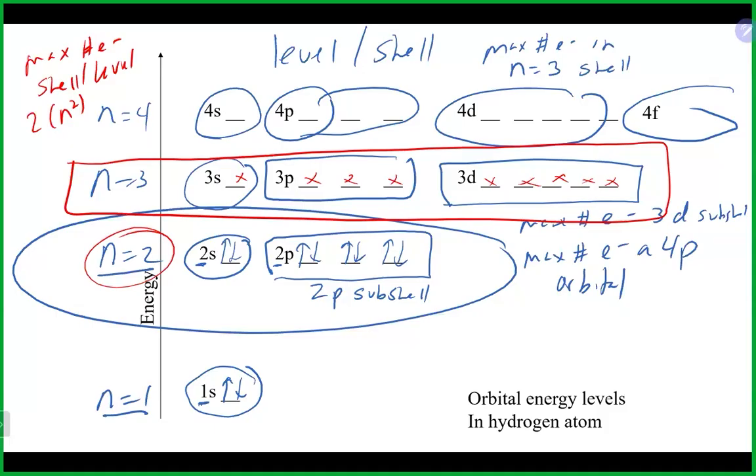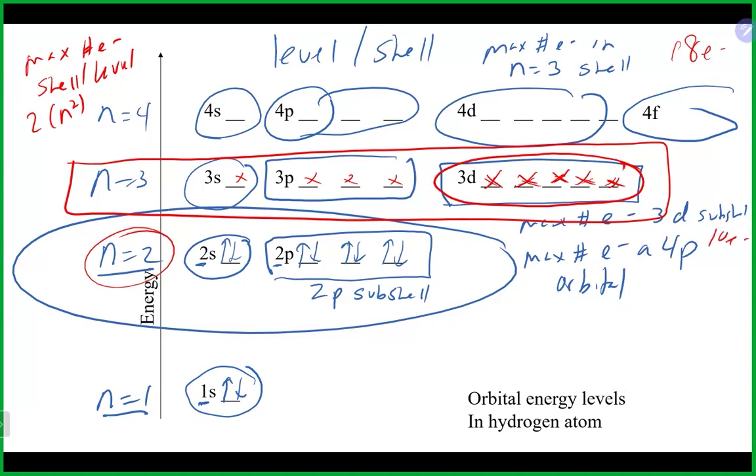Now, the maximum number of electrons in a 3d subshell is 10: 2, 4, 6, 8, 10. That is this entire thing. So that is 10.